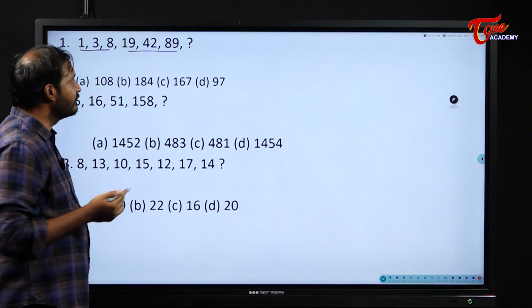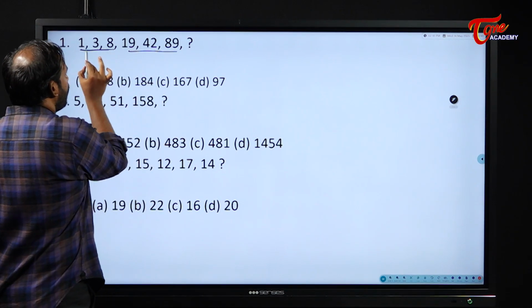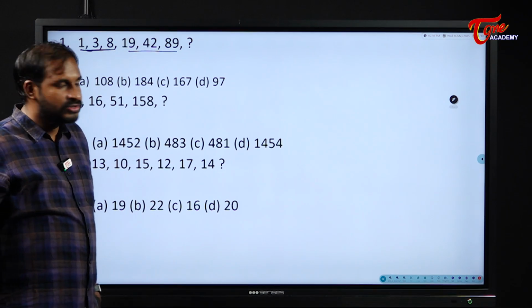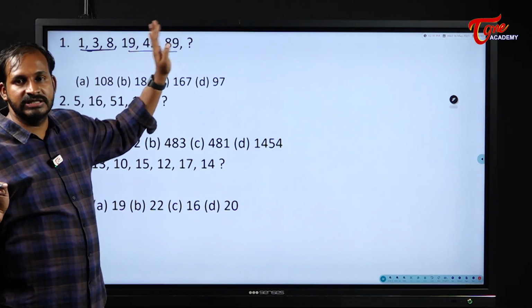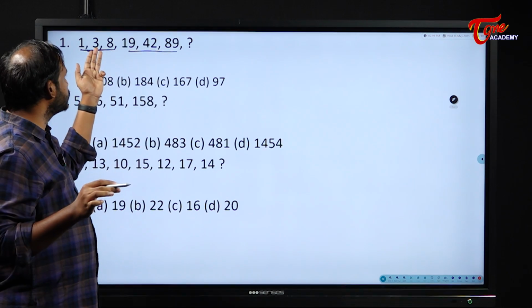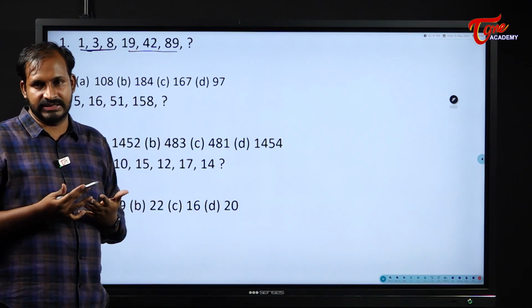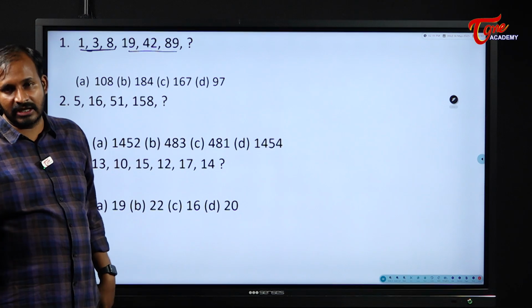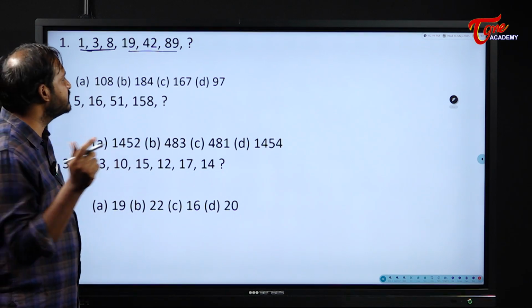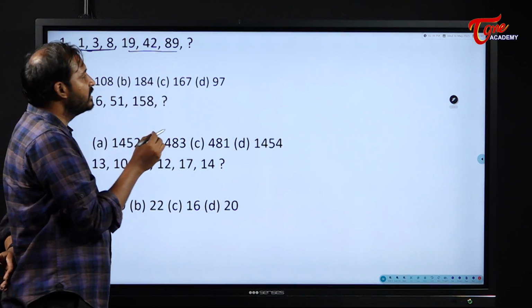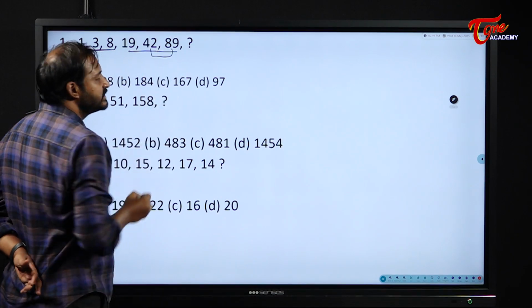Please try to think in that manner. Small numbers will always confuse us, students. So always first try to identify the logic in the bigger numbers. Why? Because when it comes to small numbers we can write multiple logics, but when it comes to a bigger one, the logics will be reduced. So that is the reason first of all to try to identify the logic here. How can 42 become 89 generally?